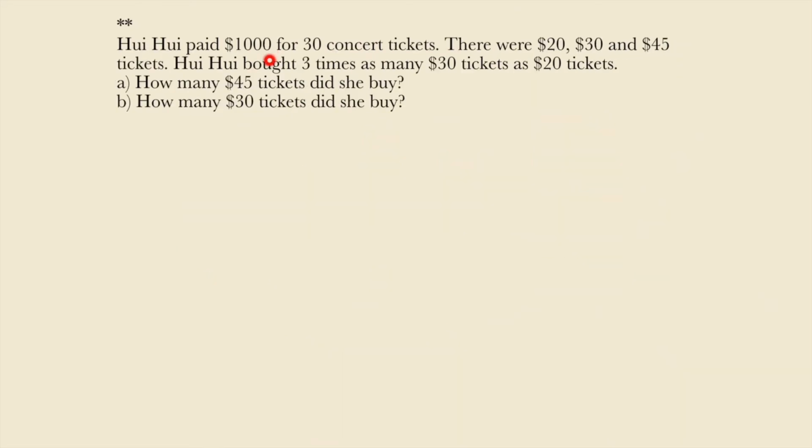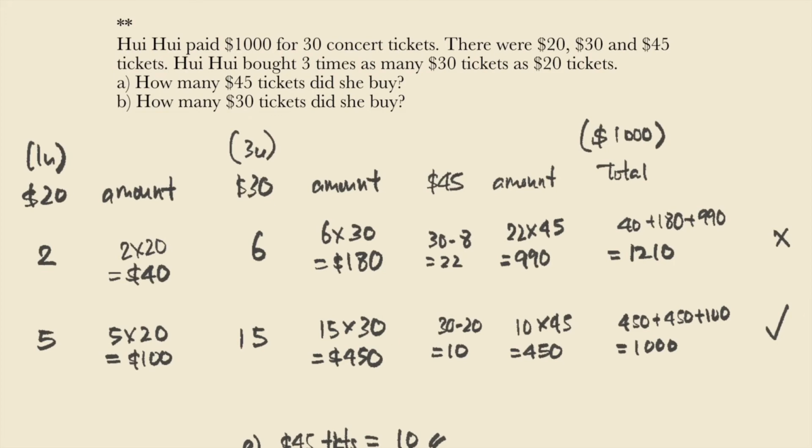Hui Hui paid $1,000 for 30 tickets. There were tickets of each type here. And she bought 3 times as many $30 and $20 as $20 tickets. Okay, so here is how the table should look like. Whatever this is, I've got to multiply a number by 3 for $30 tickets. Right, and then we've got another category, $45 tickets.